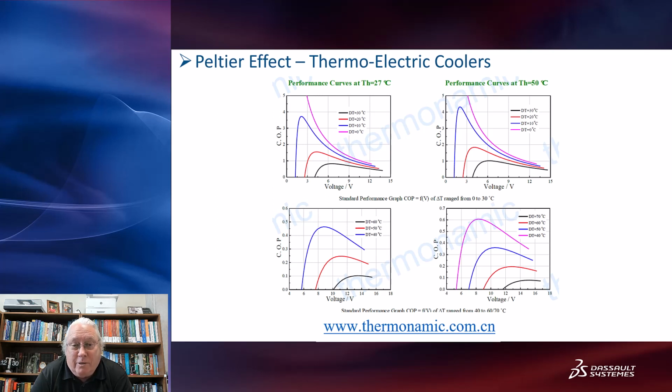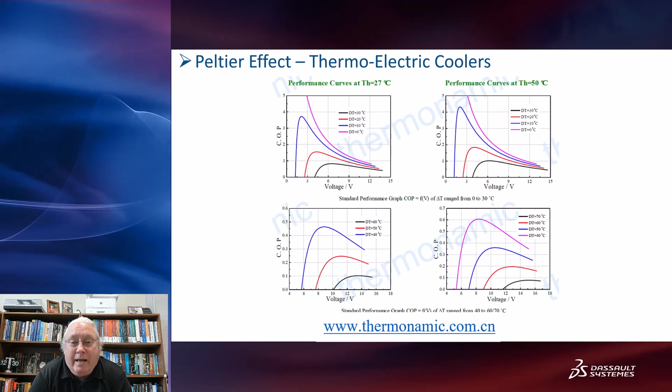There you can see the coefficient of performance on the vertical axis, and across the bottom is voltage. And you've got different families of curves depending on two things. Number one, the two curves on the left are the performance curves when the hot side of the device is at 27 degrees C. And if the hot side of the device gets hotter, up to 50 degrees C, then you use the two curves on the right-hand side.